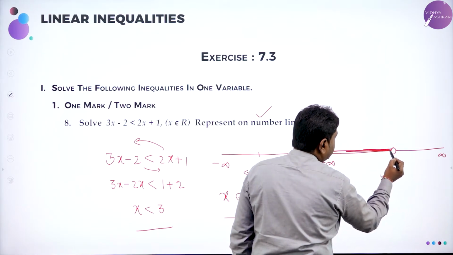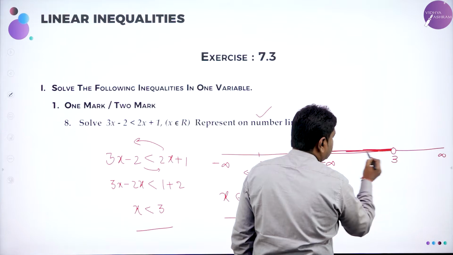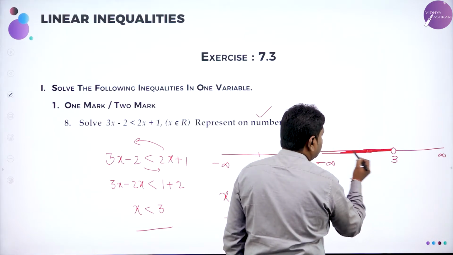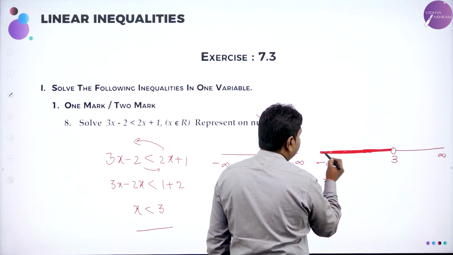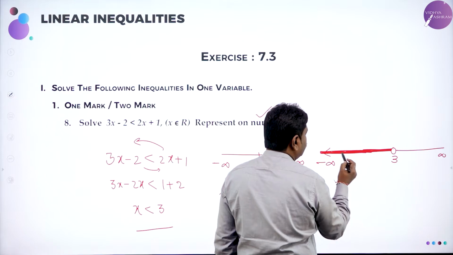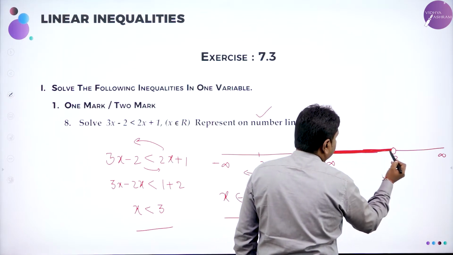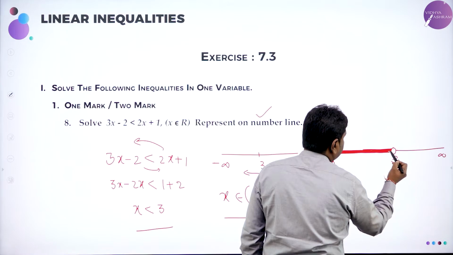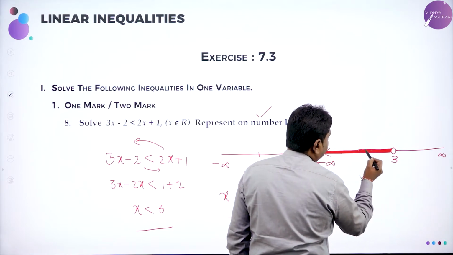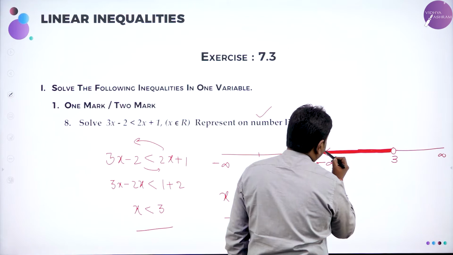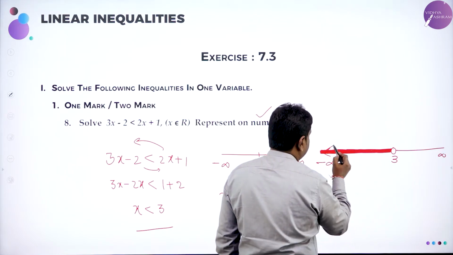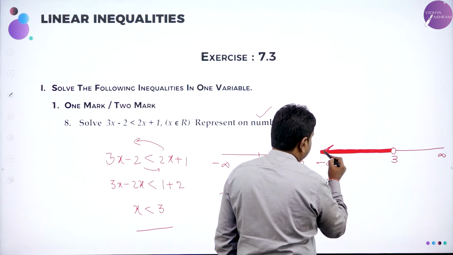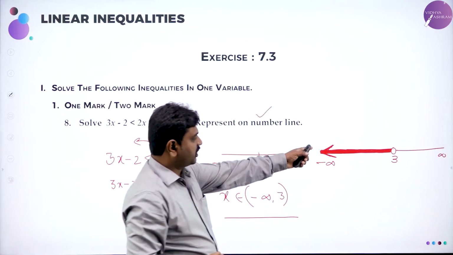But you should not include 3. So at 3 you should write an open bubble, because 3 is not included. Towards the left I should shade. Till what? Infinity. So an arrow mark, since infinity nobody can reach, it goes on. Make the line on the left side thicker. So this is the number line representation.